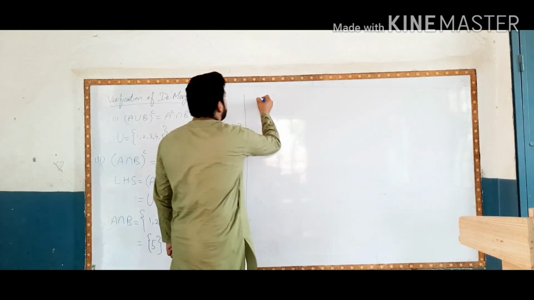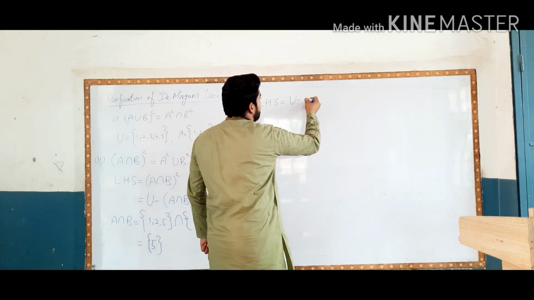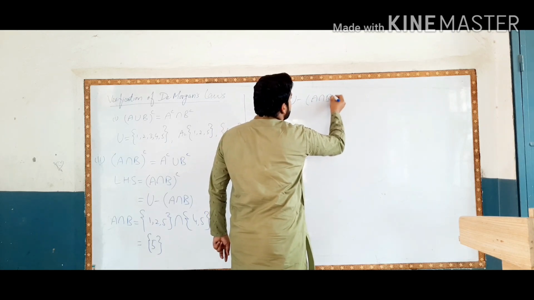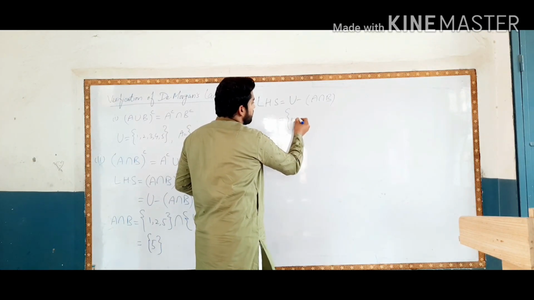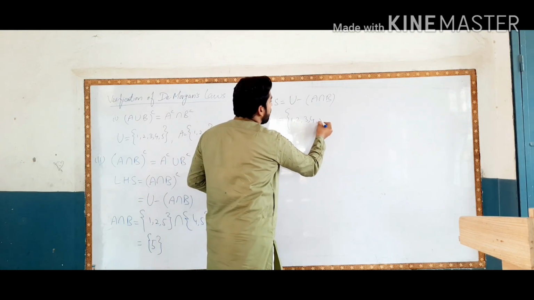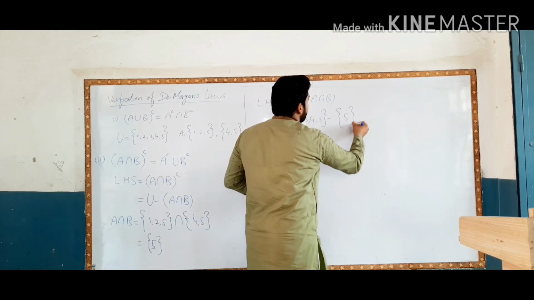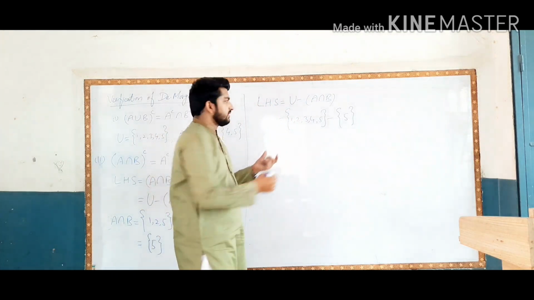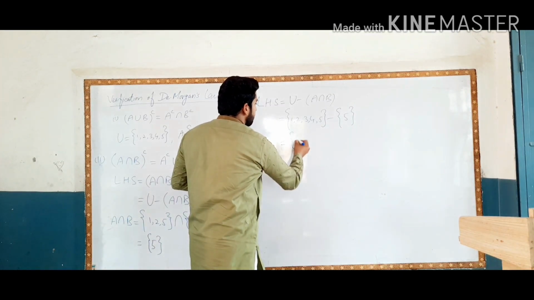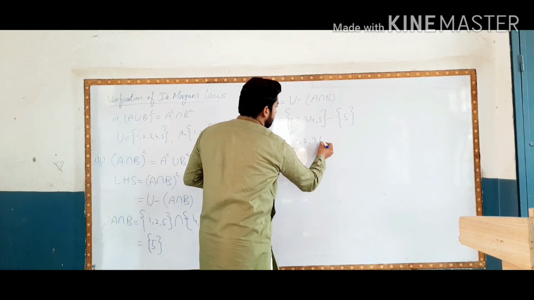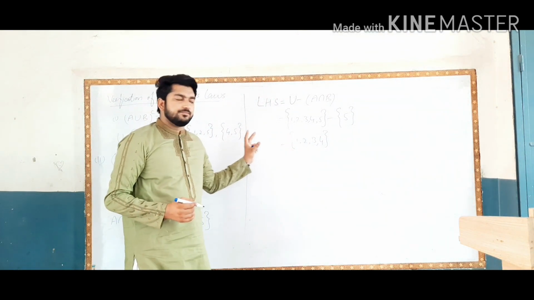So now we have to take the left side of this law, U difference A intersection B. So the universal set U is 1, 2, 3, 4, 5. Difference A intersection B, only one element, 5. So after the difference we have the set 1, 2, 3, 4. So this is the left side of the De Morgan second law.